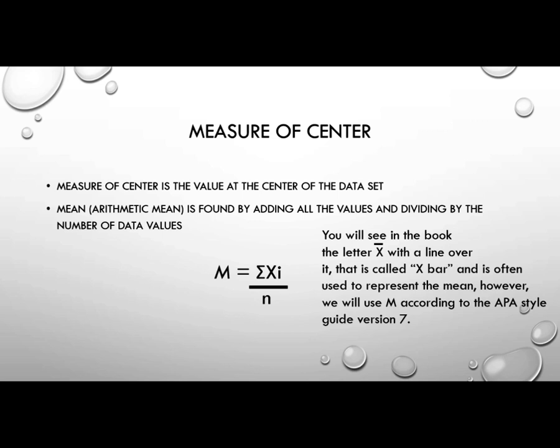So, measures of center. This measure of center is the value at the center of your data set or your distribution. We're all familiar with the mean, the arithmetic mean, which is found by adding all of the values and dividing by the number of data values. And in this book you're going to see X bar. I think I've said this before in a previous video, but we're going to use M to denote the mean. And then this sigma, this capital S, is the sum of X, which is the individual score, which is why we had that little sub i. So the sum of each score divided by N, the sample size, is going to give us our mean.